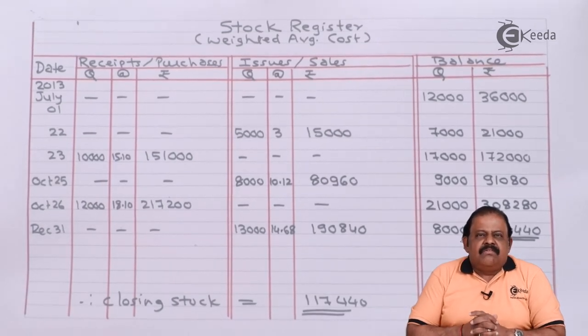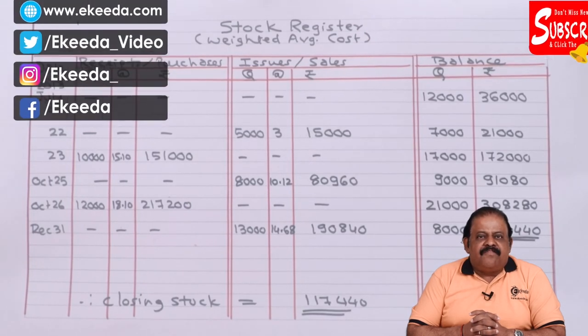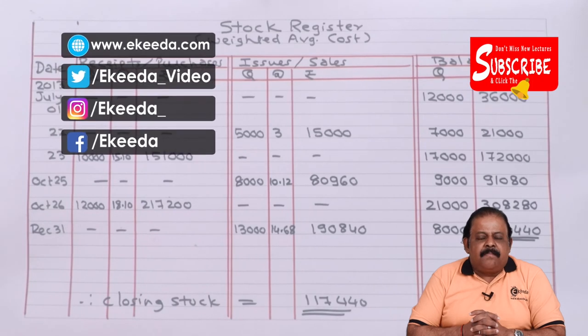So in this question, we have learned how to record carriage inwards when it is given in the question. While preparing stock ledger, we are required to add carriage inwards to the value of purchase cost of material.